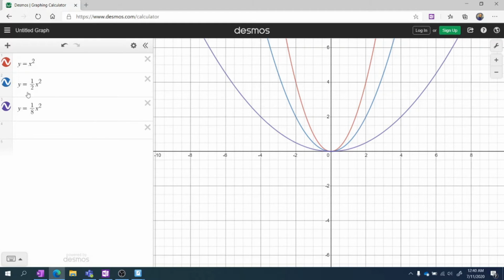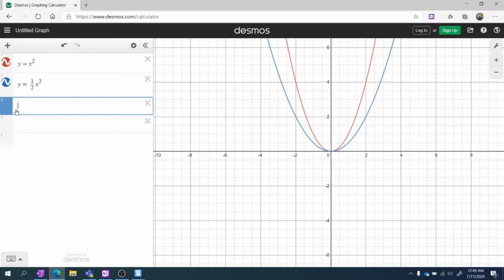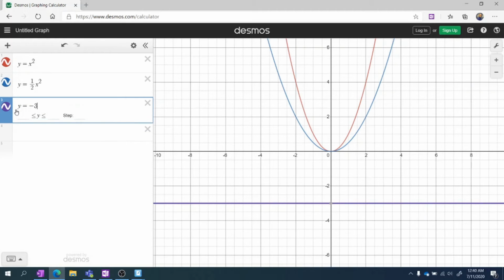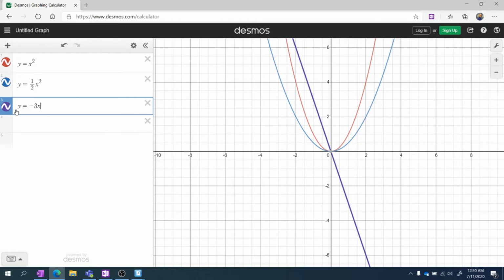So for example, let's just get rid of this one. I could put here y equals negative 3x squared. So in your head, say, what's going to happen? Negative, it's going to flip it. The 3 is going to make it narrower. So it should open down, but be narrower than the original red graph, which was our base graph.